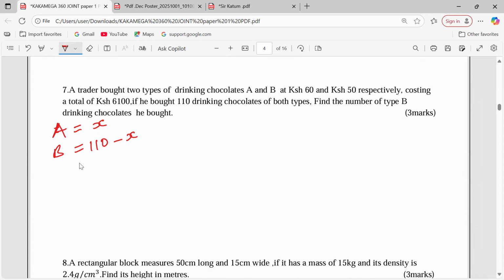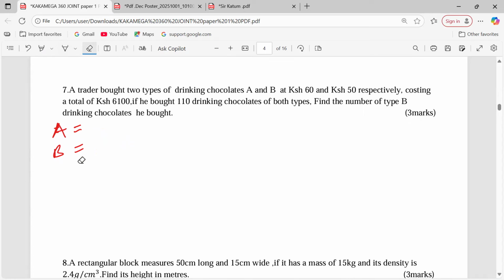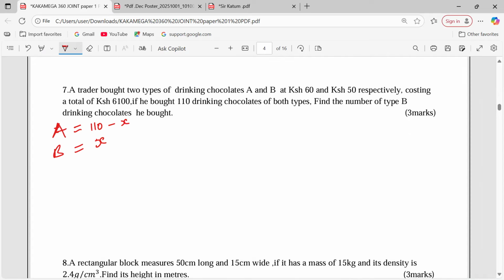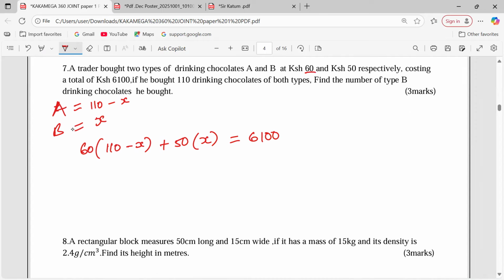If A has been let to be X, or actually to save on time, we can let type B be our X, so that when we work out X, we are automatically at the answer. Instead of finding A, then now we start getting to B. A will be 110 minus X. Now, A cost 60. So 60, and they are 110 minus X. Then B costing 50, X of them, to give us a total of 6100.